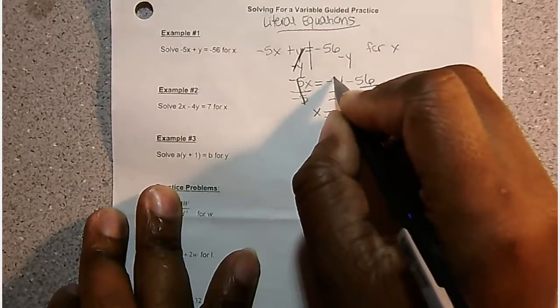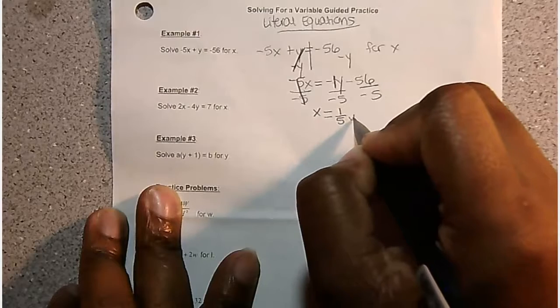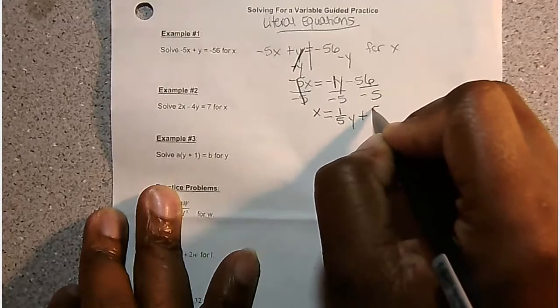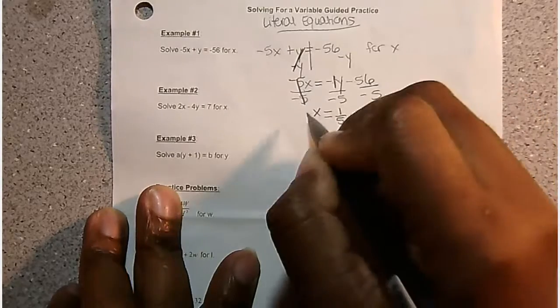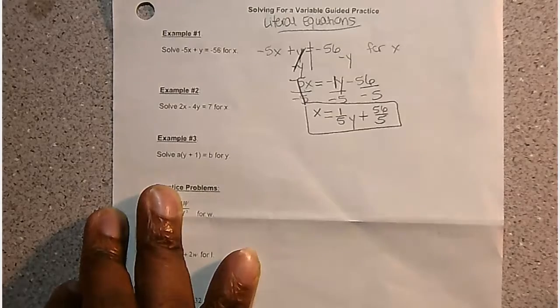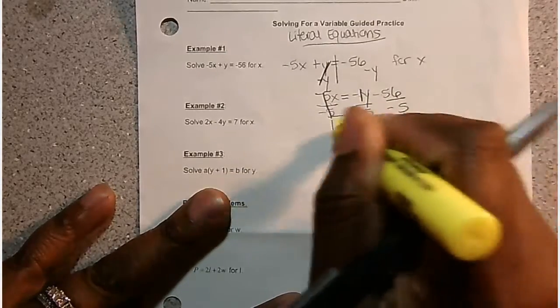There is a coefficient of 1 here. So this is positive 1 over 5 y. And negative again is a positive, plus 56 over 5. I left this as a fraction because 5 does not go into 56 evenly, and so this is going to be my final answer for number 1.